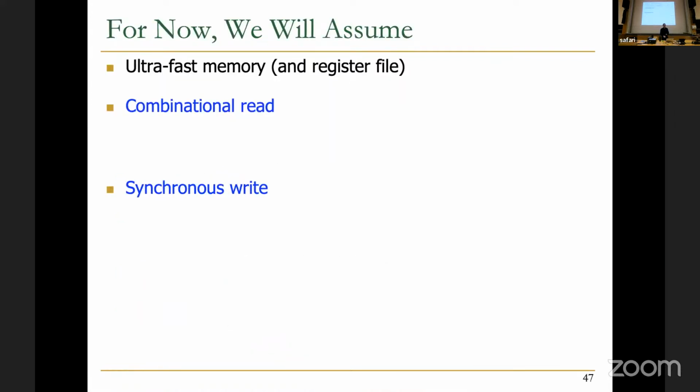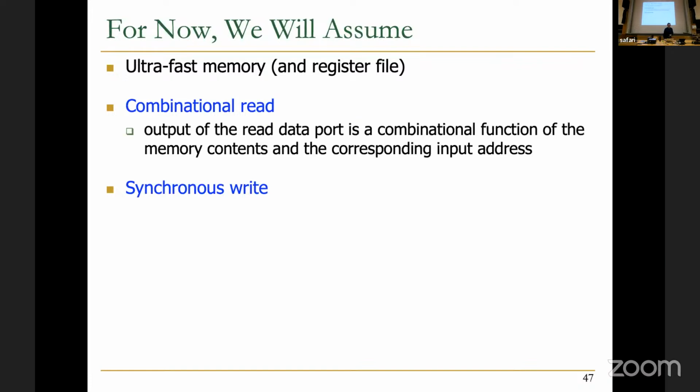We're going to assume ultra-fast memory and register file. We're going to assume combinational read, meaning the output of the read data port is a combinational function of the memory contents and the corresponding input address. It's very similar to what we have seen, actually. The memory we have seen earlier was like this.